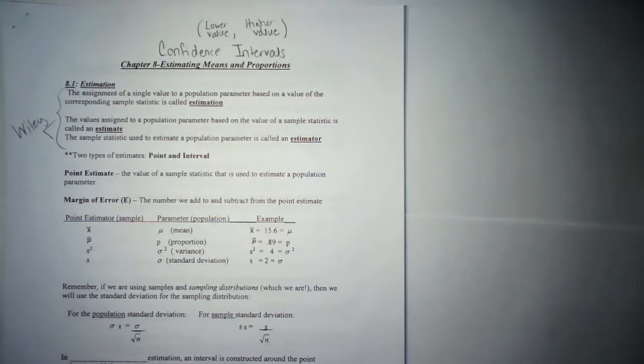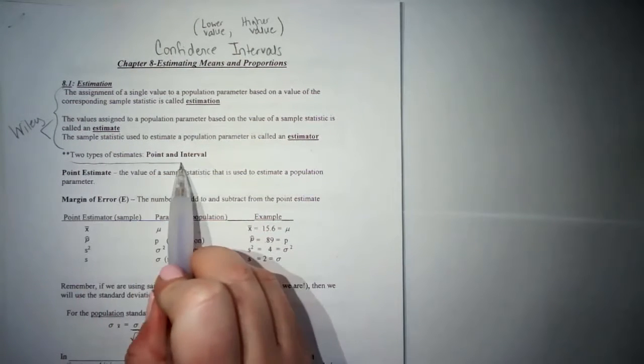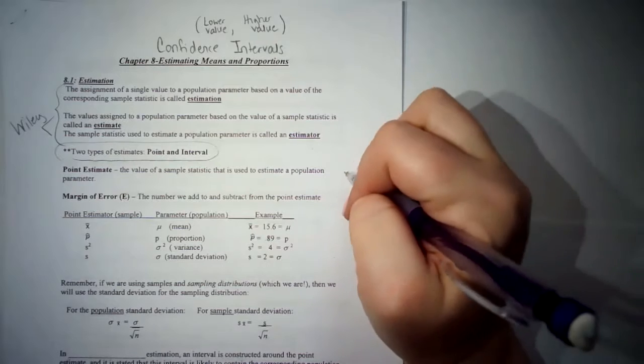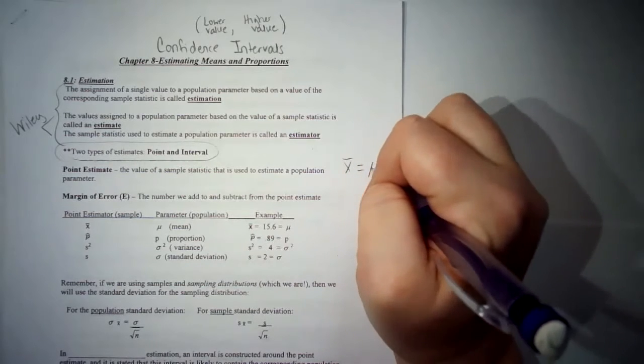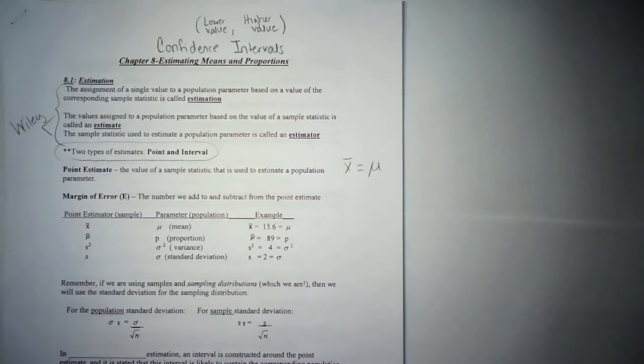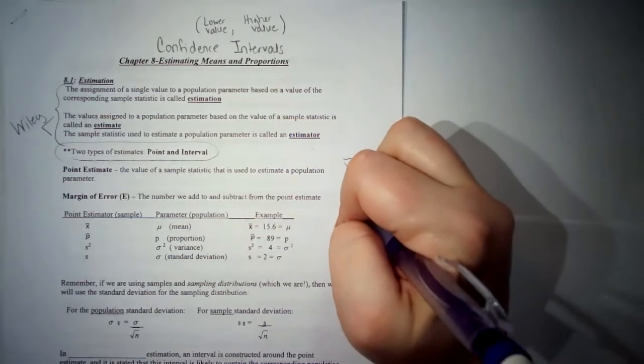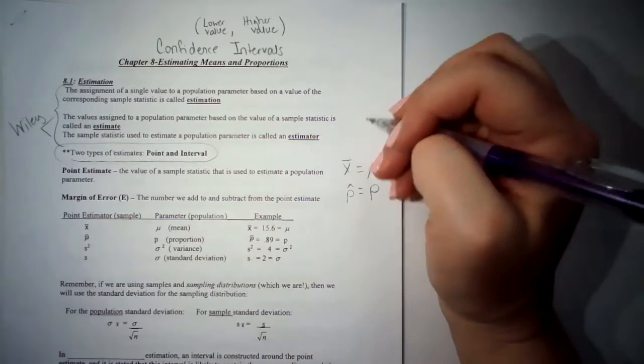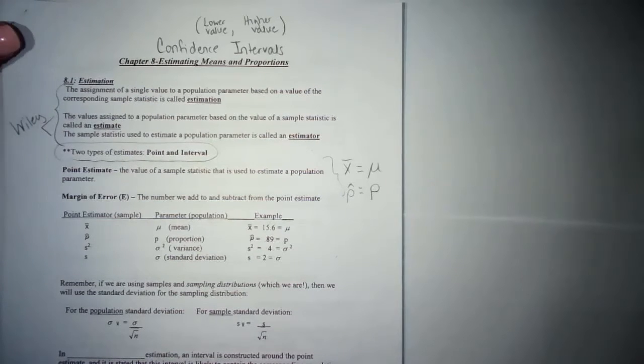That's it. All right, and then we talk about 2 types of estimates, point estimates and interval estimates. Point estimates we're not really concerned about. This is just saying that X bar is the same as mu. We already knew that from chapter 7. This is going to tell us P hat is going to equal P. We knew this from chapter 7. These are just going to be point estimates that we already talked about. We are interested in this chapter in interval estimates, the lower value, the higher value, that kind of thing, okay?